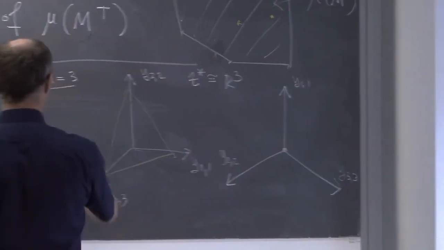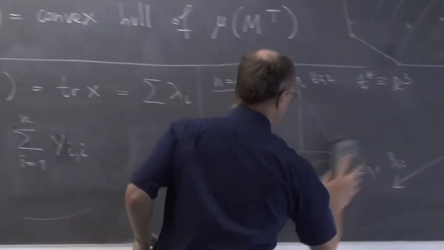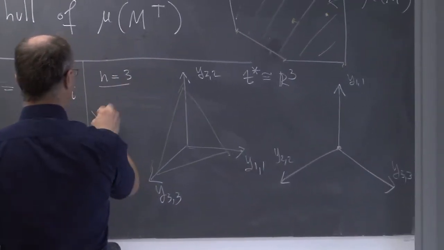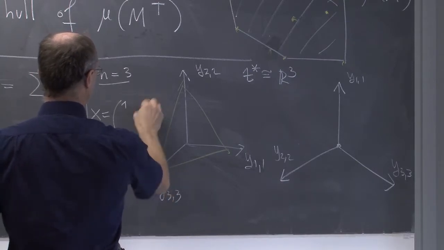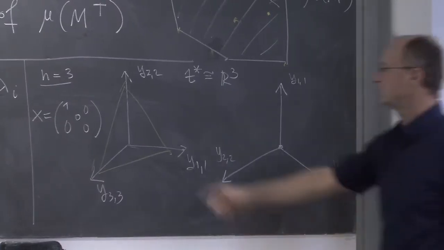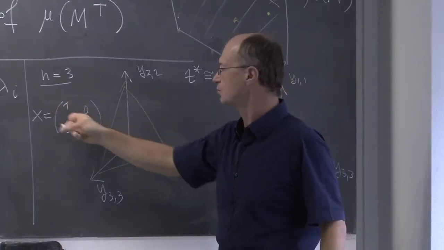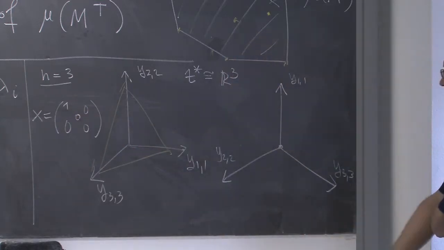So let me choose an example. Now I have to choose my x, right? For different axes, I will have different results in general. So for instance, if I choose x to be 1, 0, 0, 0, right? So there is only one eigenvalue which is equal to 1. All the others are 0, and of course, off diagonal it is 0.